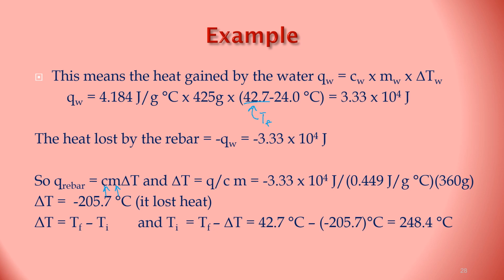Think about that. I added Ti to both sides because it's negative, so you want to make sure. Ti plus delta T equals Tf, or Ti equals Tf minus delta T. So 42.7 minus a negative 205.7 means that the original temperature was 248.4.